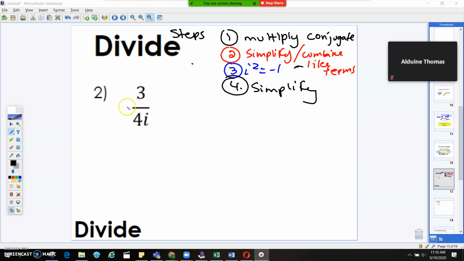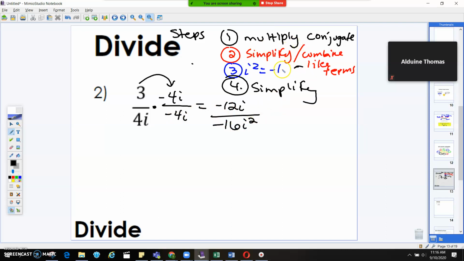On number 2, we're going to multiply by the conjugate, so that's -4i in the top and the bottom. You can't just multiply the top, or just the bottom, because it changes your answer. 3 times -4i gives me -12i. On the bottom, we have 4i times -4i, which gives me -16i squared. Step 2 says to simplify or combine like terms, but I can't really combine a whole lot.